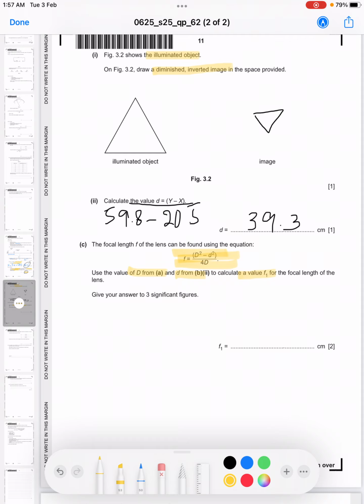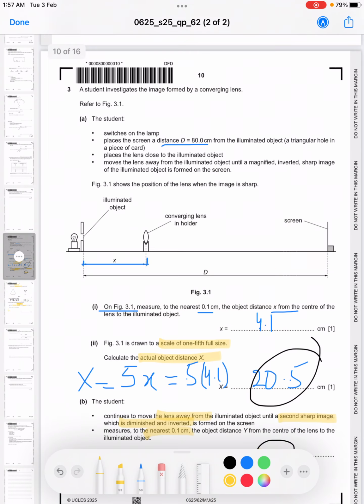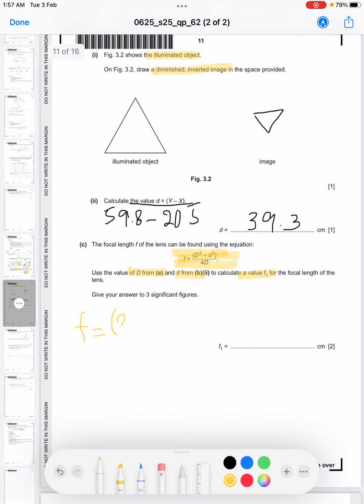Let's substitute the values. f equals D squared. D is mentioned in the question, that is 80, this one, 80 whole squared, minus 39.3 squared, the smaller d we calculated in the above part, divided by 4 times 80, and it will give you the answer 15.2 centimeters, right?